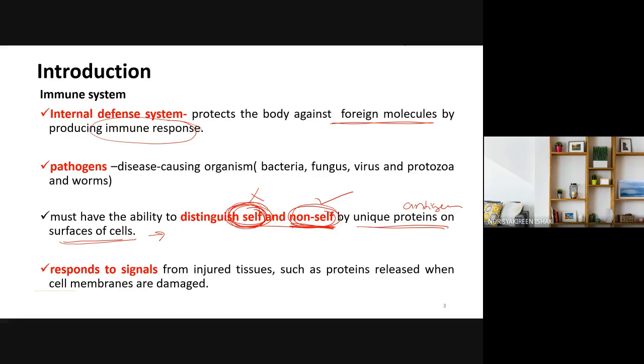Okay. So now next one, respond to signal from injured tissues such as protein released when cell membrane are damaged. This one is it involves the inflammatory response yang kita akan tengok in detail later. Okay. So this one is inflammatory response of the second line defense. Okay.